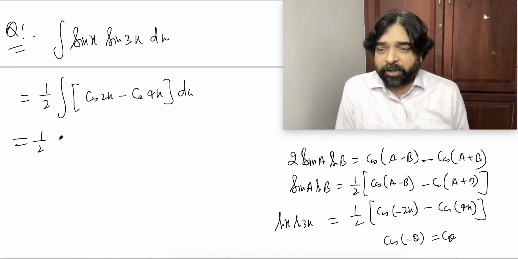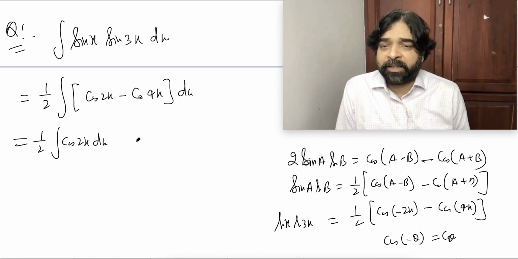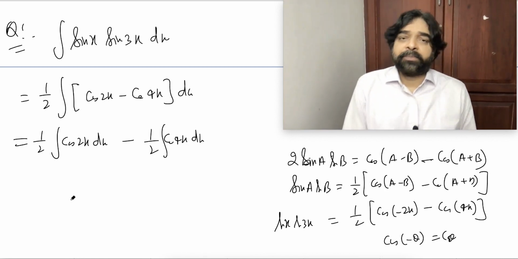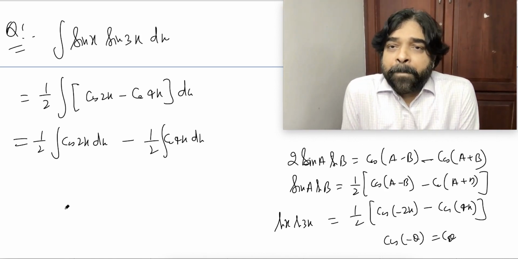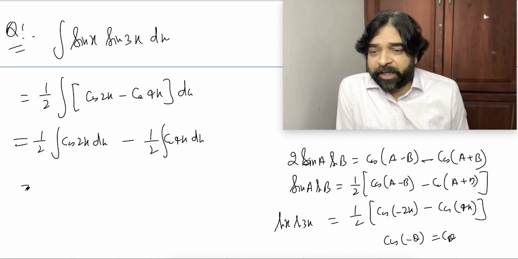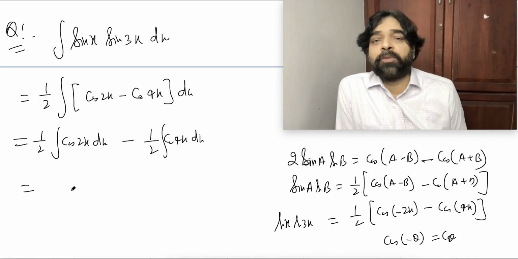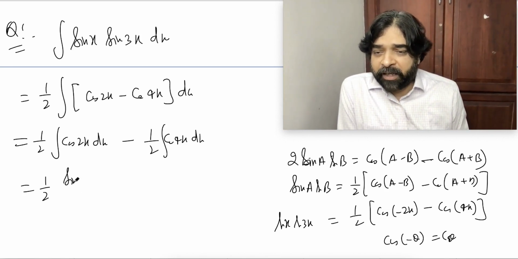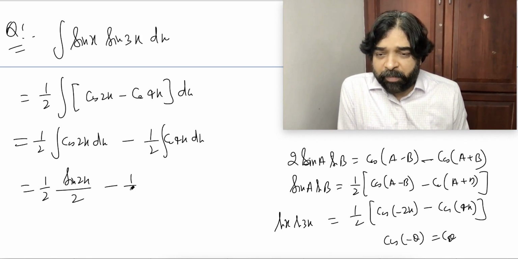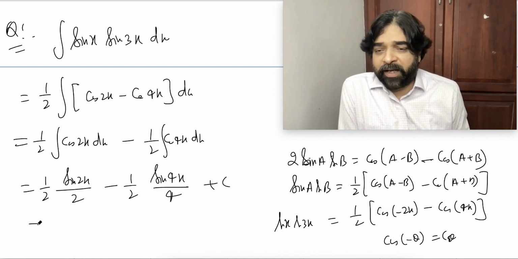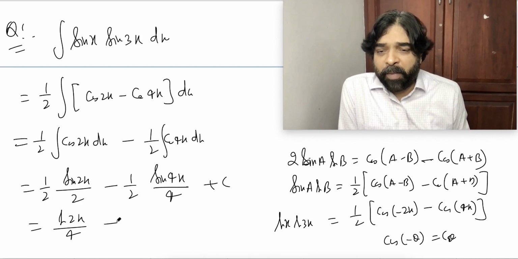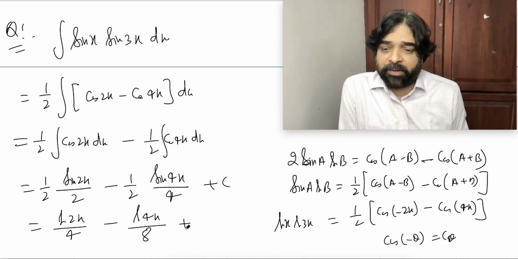So this will be equal to 1 by 2 integration of cos 2x dx minus 1 by 2 integration of cos 4x dx. Is this clear to everybody? Am I right? Yes. Cos 2x integration: cos x integration is sin x, so cos 2x will be sin 2x by 2. Means sin 2x by 2 minus 1 by 2 into sin 4x by 4 plus c. So finally the answer will be sin 2x by 4 minus sin 4x by 8 plus c. This will be the answer.